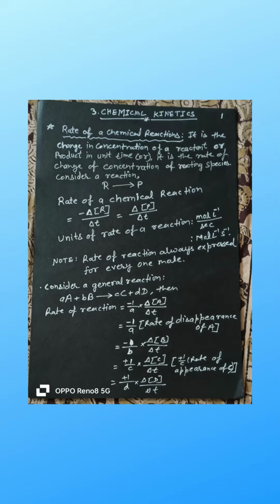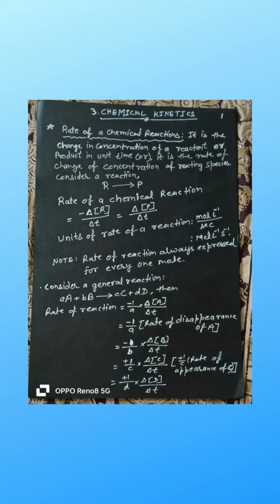Now a very important point that is directly asked in exams. The rate of reaction is always written with respect to 1 mole. That is why, when numbers appear in a reaction, we must use those numbers. For example, aA plus bB gives cC plus dD.